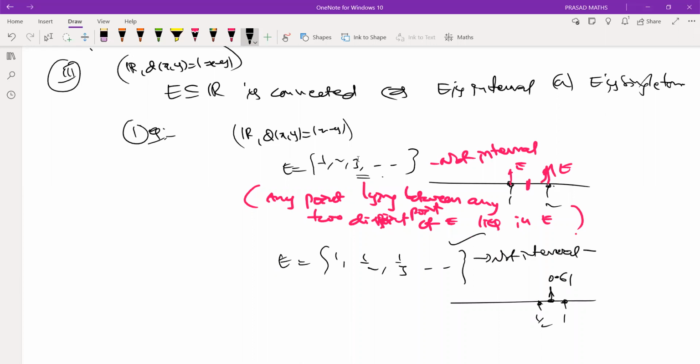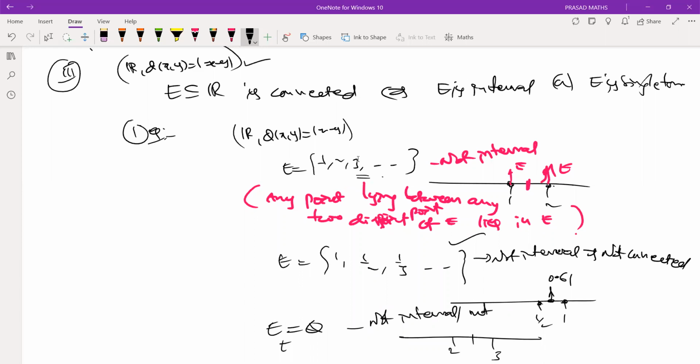Not interval means not connected. Means disconnected. Right? This is with respect to the usual topology, usual metric only. It need not be true for another metric. Suppose you take the set E equals the rationals. Is it connected? No, because it's not an interval. Suppose you take 2 and 3, which are rationals, but between them there is an irrational. Therefore, it's not an interval, not connected.